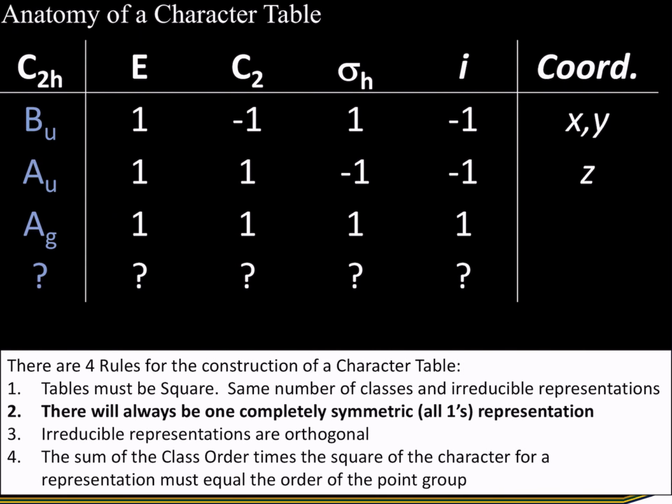Okay, so now I'm just missing one more of these irreducible representations. I've now filled in BU, AU, and AG. What we have to figure out now is what this last row is, and how I can validate it. How can I confirm that this is in fact a part of my point group? Because I can't just make up numbers here.